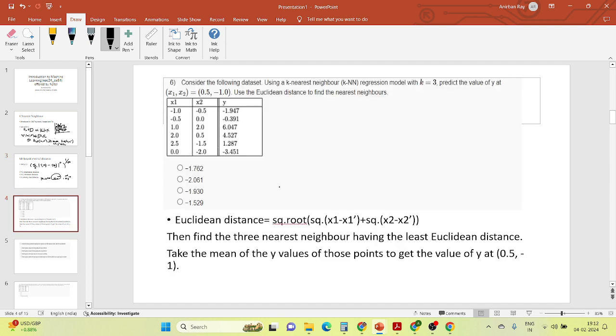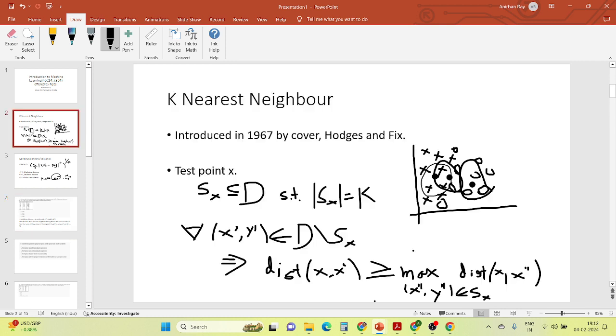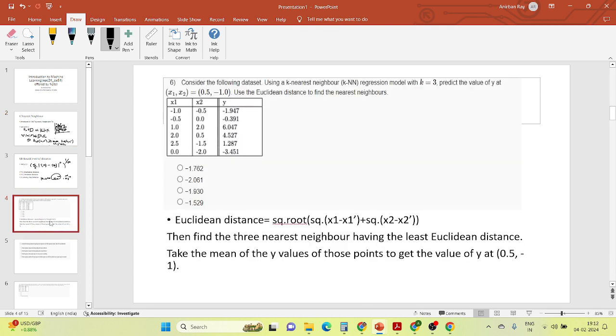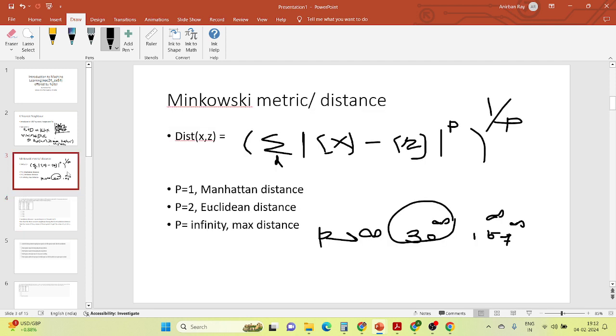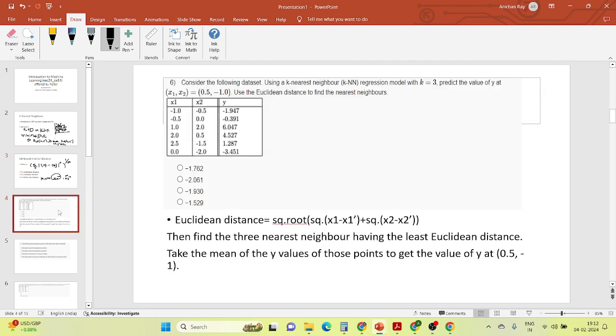So here is your question. Before, we discussed a classification problem with it, but now our problem is a regression problem. As you can see, these are the three types of distances. So here we need to use the Euclidean distance.